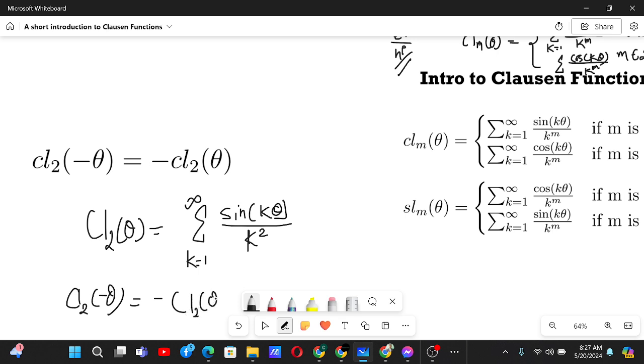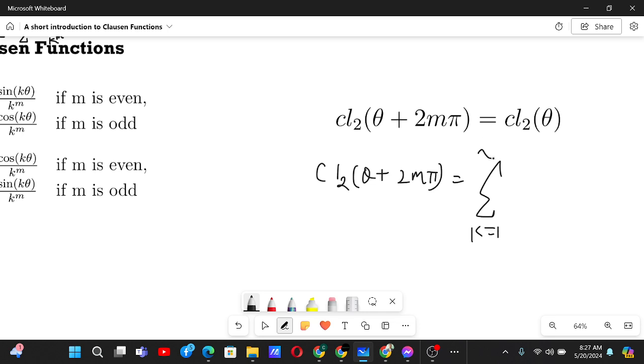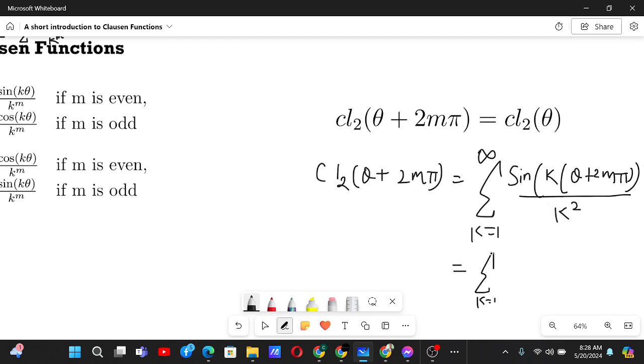so that's just minus CL_2 of theta. Again, similarly, if we take CL_2 of theta plus 2m pi, this will be the sum from k equals 1 to infinity of sine of k times theta plus 2m pi, by k to the power 2. Now, 2m pi times k will just be some integer multiple of 2 pi, and any integer multiple of 2 pi plus some angle will just give the sine of that angle. So we get the sum from k equals 1 to infinity of sine of k theta by k squared, and that is just CL_2 of theta. This is how we prove this statement.